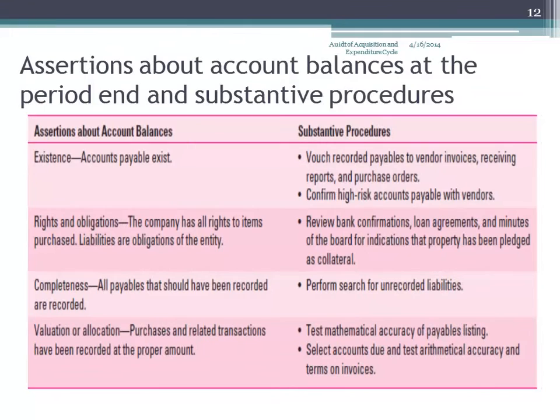Again, assertions about account balances at year end and substantive procedures: existence, rights and obligations, completeness, valuation and allocation. For example, with existence, when we talked about balance sheet accounts receivable, we talked about confirmation. That's a standard and required approach to auditing accounts receivable. You don't have to confirm accounts payable. Unlike accounts receivable, there's no mandate to confirm accounts payable. That is the auditor's judgment. Sometimes they might confirm vendors they consider high risk. But a substantive procedure would be to just vouch the recorded payables to vendor invoices, receiving reports and purchase orders, right?